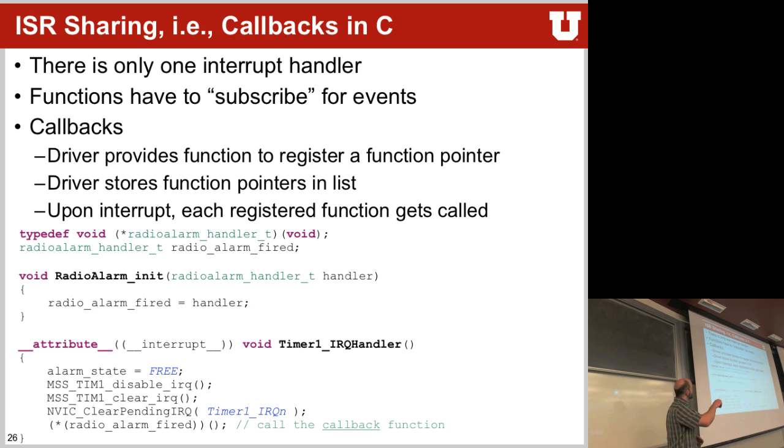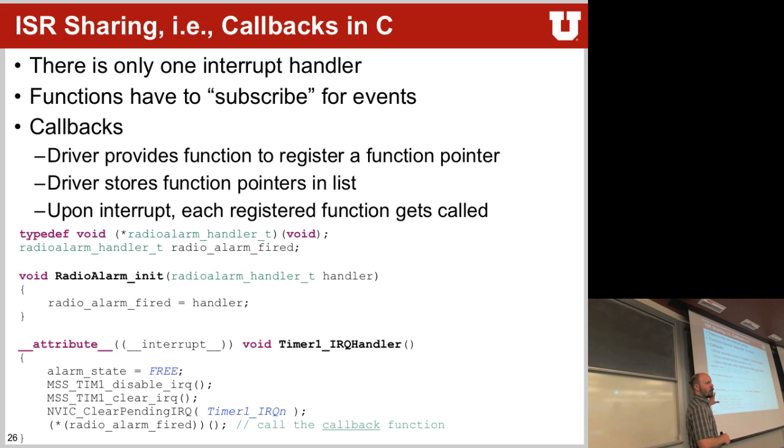So in this particular case, we defined a function pointer handler. It's called radio alarm handler T. And during the initialization of this particular peripheral, a radio, we register this handler. What it will do is it will say the radio alarm fired is equal to this handler. So this function pointer will now point to the handler I gave into the init function. And then when the interrupt happens, at the very end, this is the way of calling a function pointer.